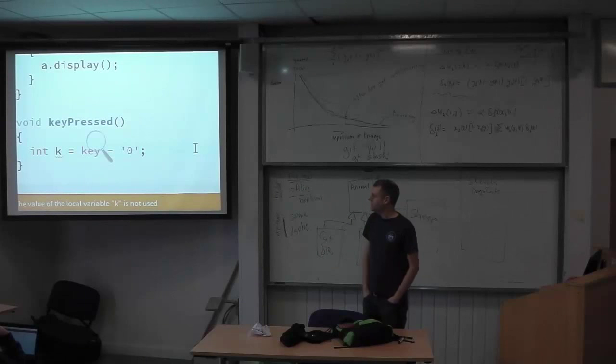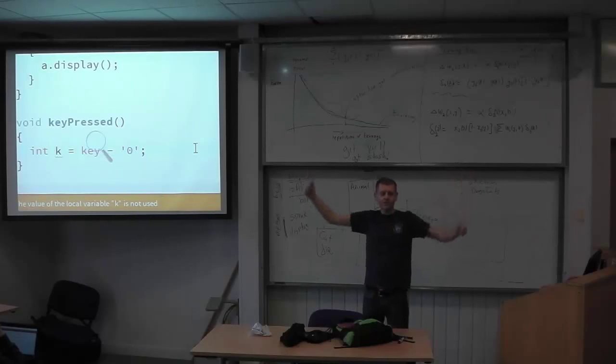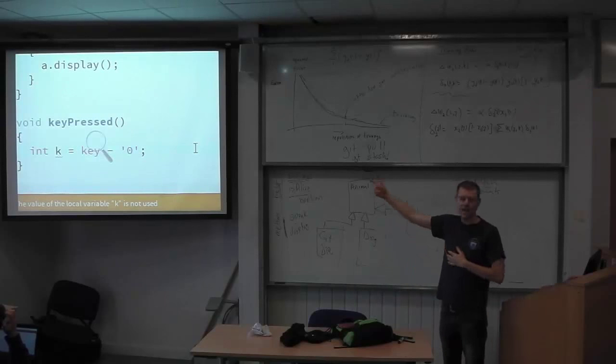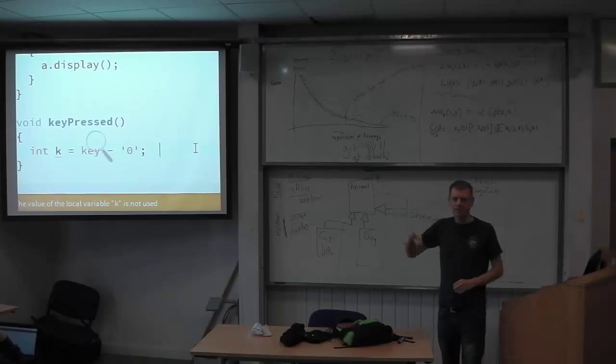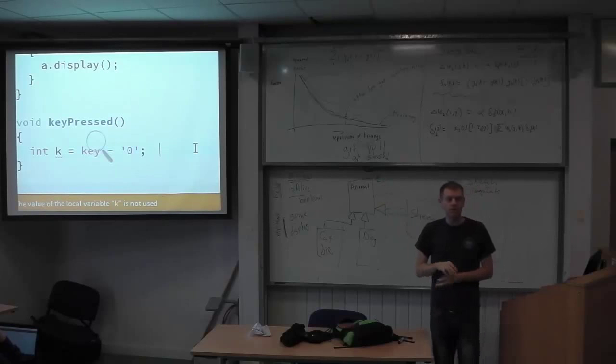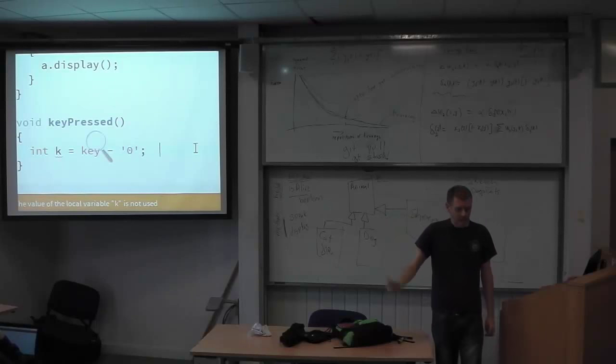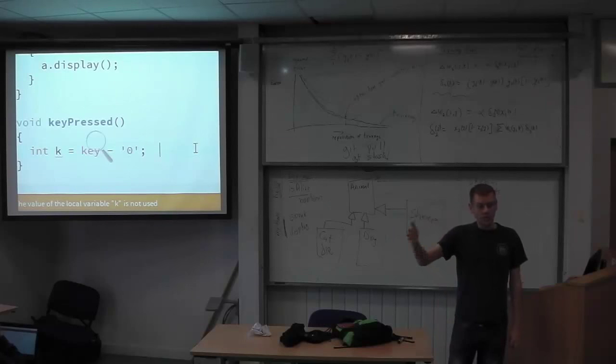Int k equals key minus the character '0'. It's putting a number into k because it's getting the ASCII value of character '0'. Awesome. Two gold stars, right? That's great. Yeah, so key is the ASCII code, or in fact it's not ASCII because this is Java, it's Unicode. So it's the Unicode value for the key that's pressed. The Unicode values for the number keys do not correspond to the numbers 0, 1, 2, 3, 4.